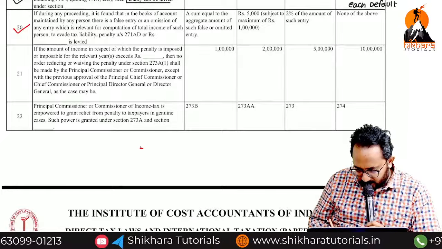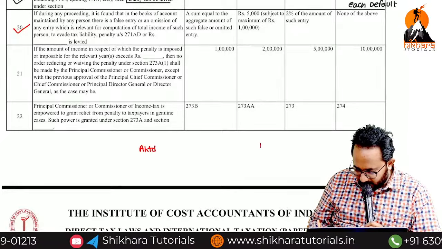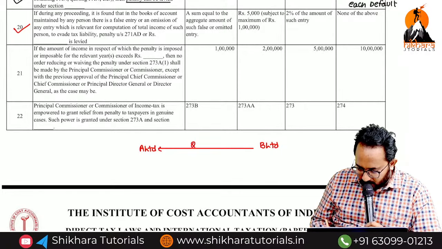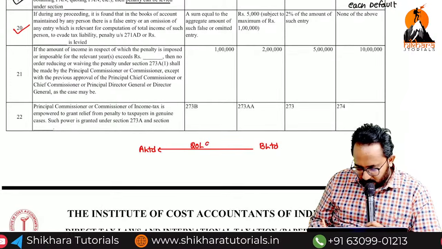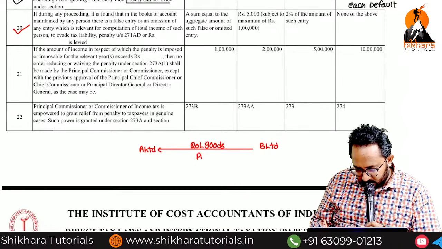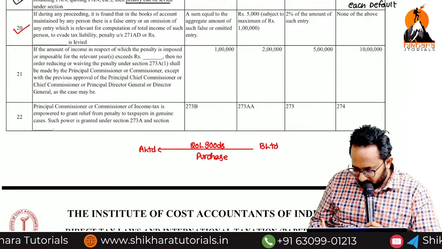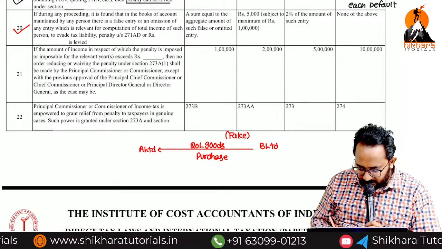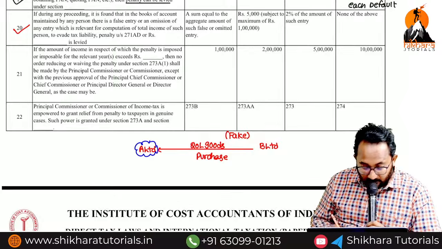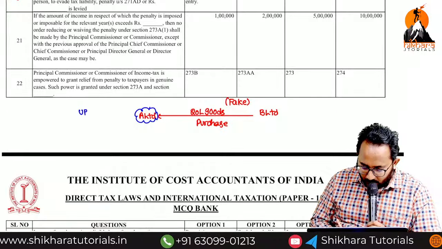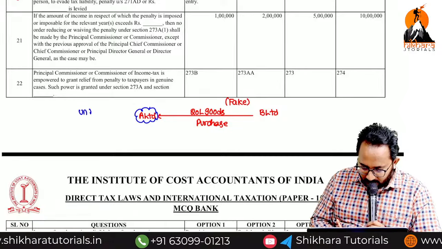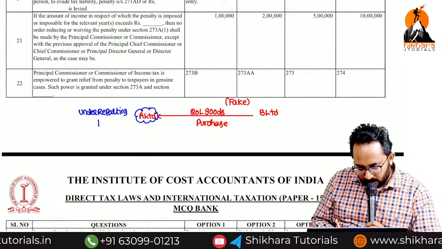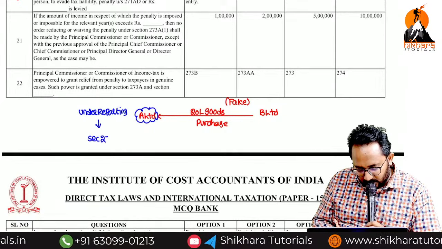Now here I will tell you. A Limited is there, and B Limited. Suppose we are purchasing 20 lakh of goods from B Limited, but it isn't genuine, it is fake. So we passed a fake entry. Because of the fictitious purchases, what happened? In the hands of A Limited, there is under reporting of income. Because of under reporting of income, yes, we have to pay penalty under section 270A.